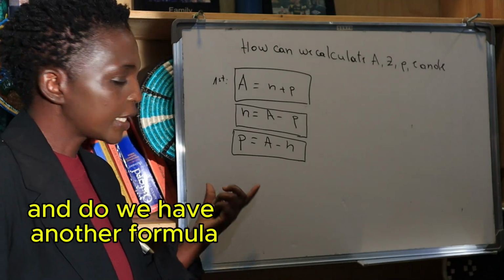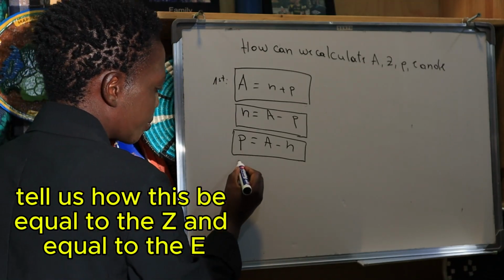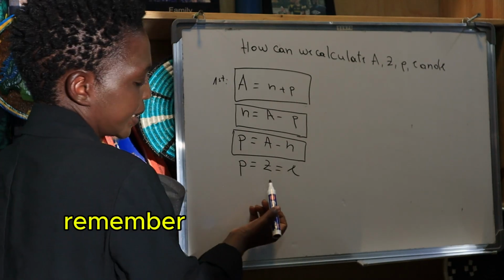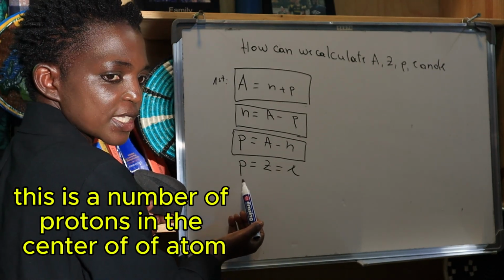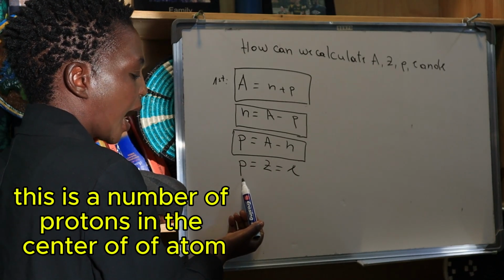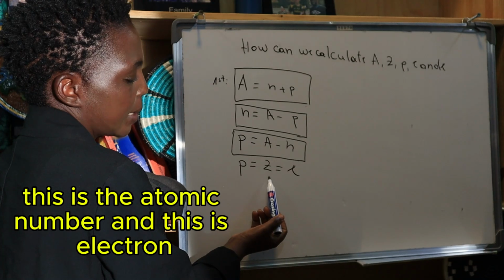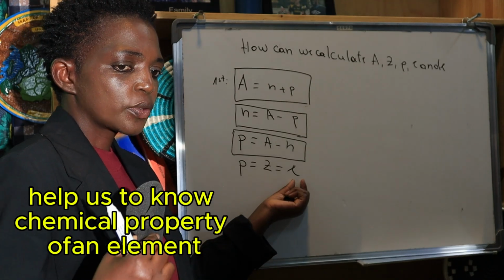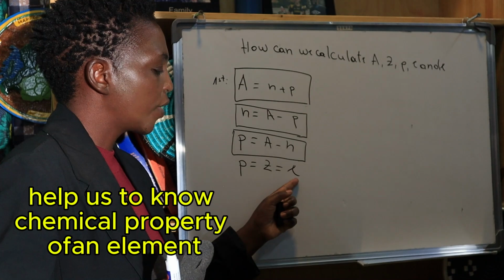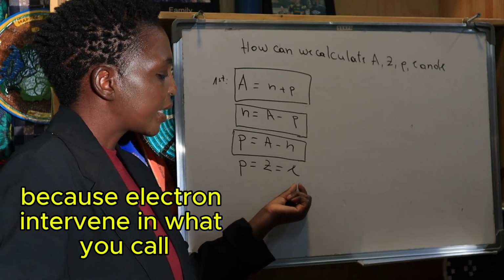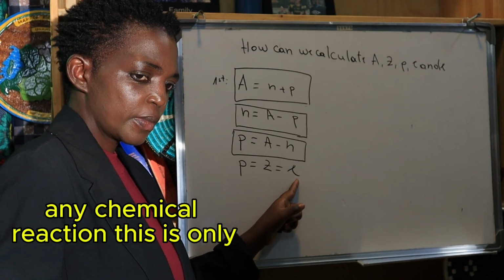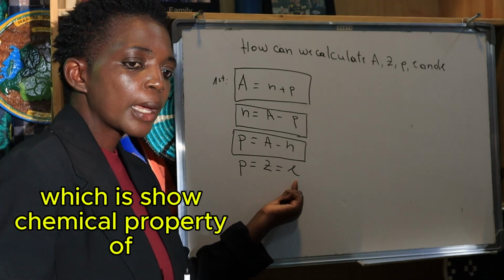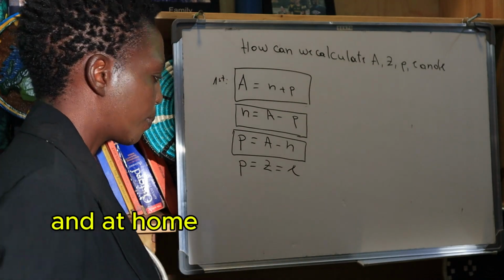And we have another formula that tells us P equals Z equals E. Remember, P is the number of protons in the center of the atom, Z is the atomic number, and E is the electron. Electrons help us know the chemical property of an element, because electrons intervene in chemical reactions.